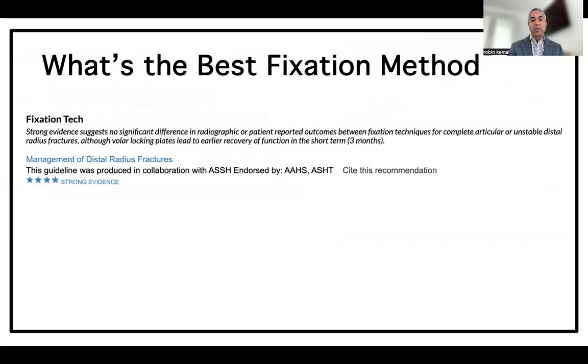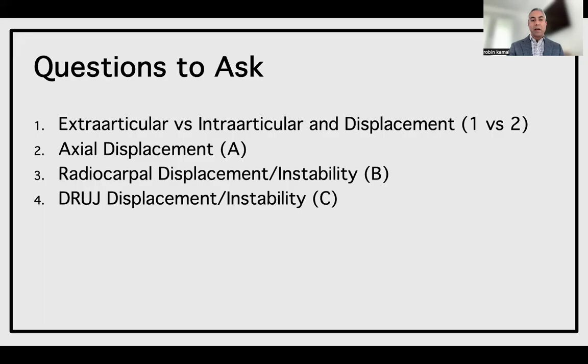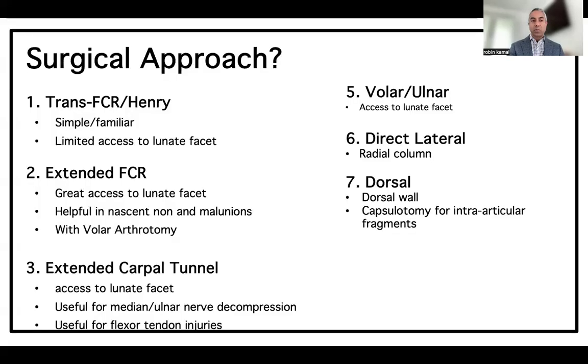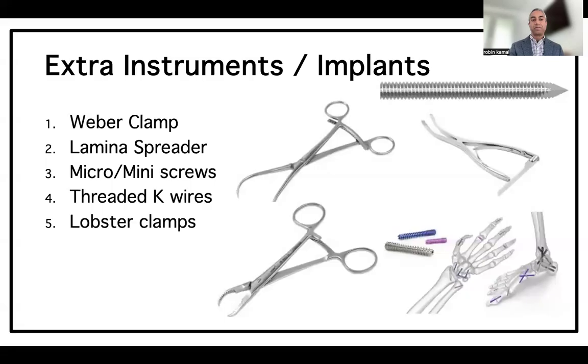So when you are going to fix, what's the best fixation method? The questions you ask again are: is it extra-articular or intra-articular, is there axial displacement, radiocarpal joint displacement, or DRUJ joint displacement. There are a number of surgical approaches you can use, both from the FCR that's extended, or an extended carpal tunnel release. You can go volar ulnar, direct lateral, and dorsal. There are a number of advantages and disadvantages for each of these, and so it really depends on where you're going to need to be for both your reduction and to place your hardware.